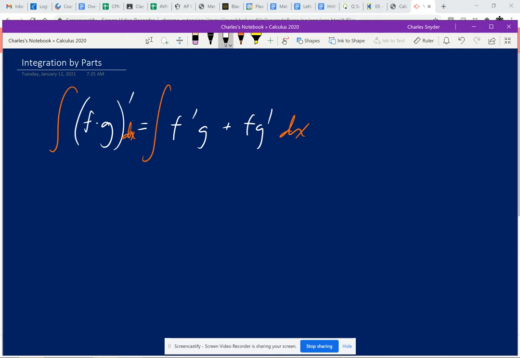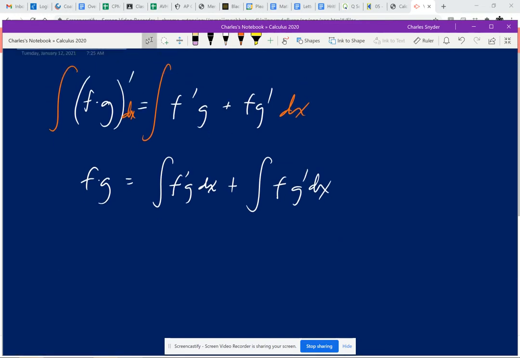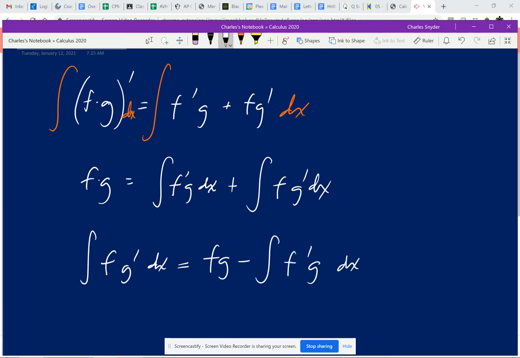Well, the integral of the derivative is just the function itself, so f g is equal to, now I'm just going to split these up, the integral of f prime g dx plus the integral of f g prime dx. And so what integration by parts says is that the integral of f g prime dx is equal to f g minus the integral of f prime g dx. Now note that both these f and g's are supposed to be functions of x. I just didn't write that because it was a little quicker.